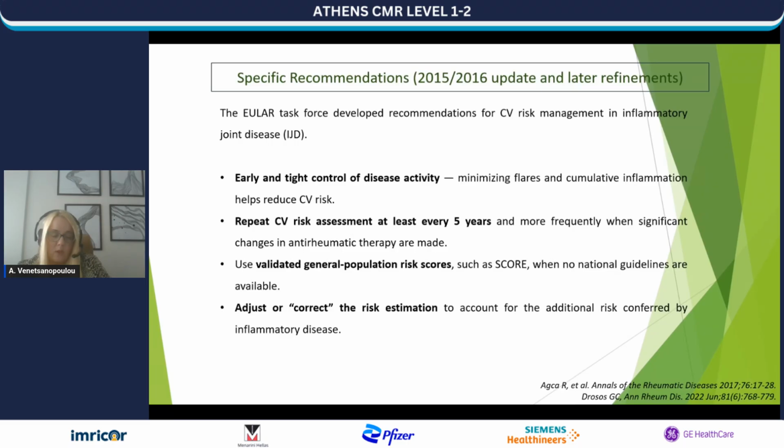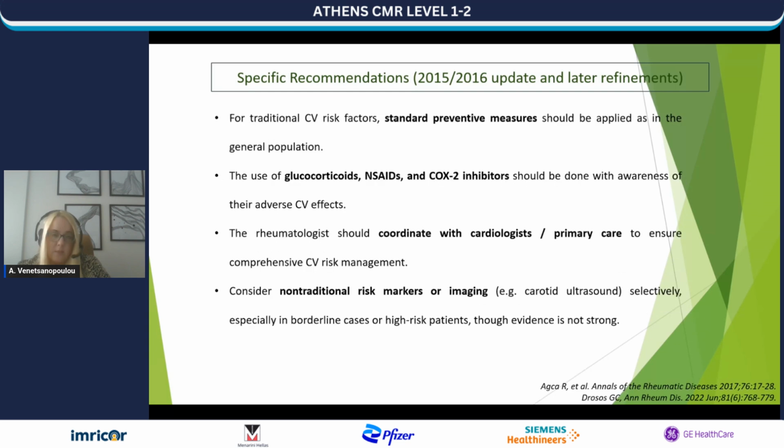What we know today and what we use in clinical practice is that we have to repeat cardiovascular risk assessment at least every 5 years or sooner if we have major changes in therapy. Risk calculators are useful, but we must remember to adjust for the added risk that inflammation brings. Controlling disease activity early and tightly, minimizing the flares and the cumulative inflammation, is a powerful way to reduce cardiovascular risk. And at every step, collaboration across specialties is something that we need to focus on.